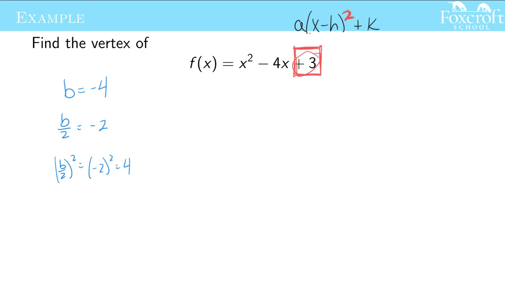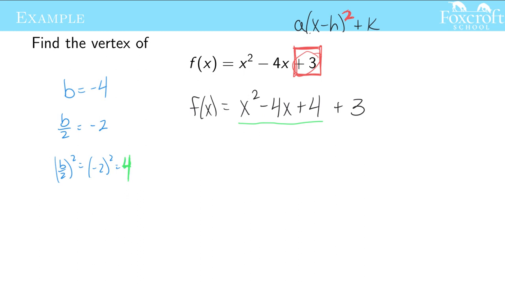All right, this tells me that 4 is a thing I need to add to x squared minus 4x in order to create a perfect square. So I want to do f of x equals x squared minus 4x plus 4. This part here, now that I added 4, is a perfect square, because that's what that told me. But I still have this plus 3.